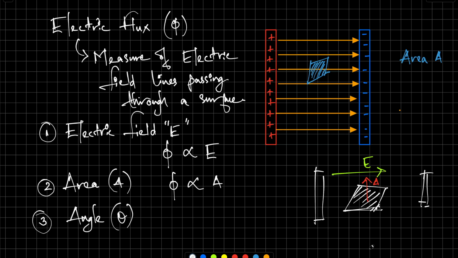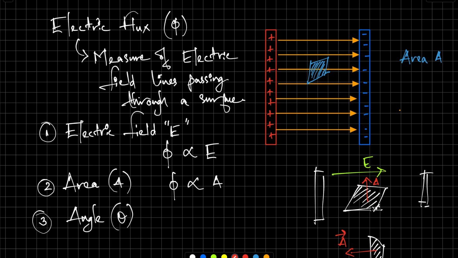If, let's say, this is the surface, then the area vector will be perpendicular to this. For this surface, this is the area vector. For the other surface, it's pointing to the right. So it's always perpendicular to the surface. And theta is the angle between electric field and area vector.